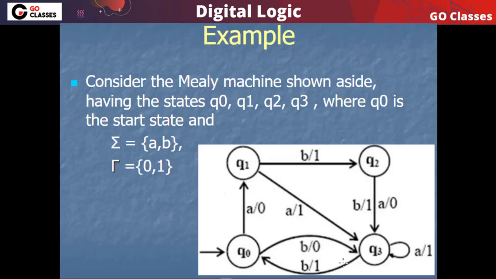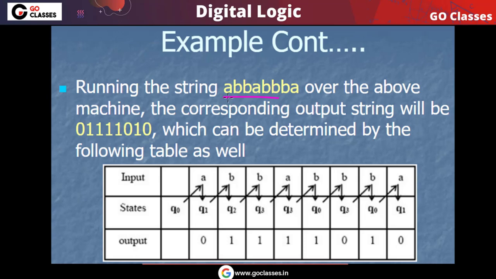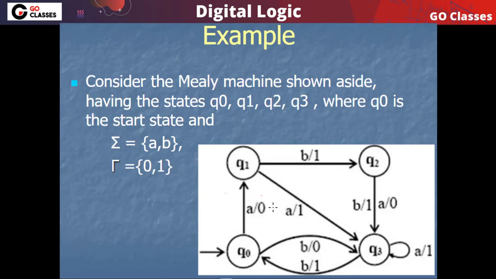This is the Mealy machine that is given to you. You can take it as homework that for this Mealy machine, if this is your input string, then the output string will be this. Here, what is the input alphabet? Input alphabet is a, b, and output alphabet is 0, 1.